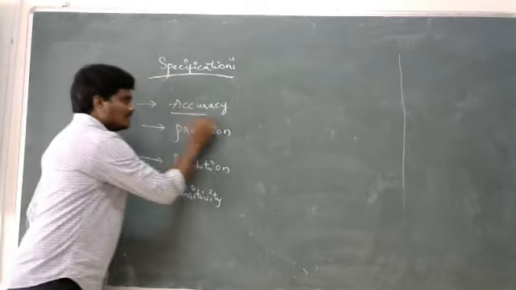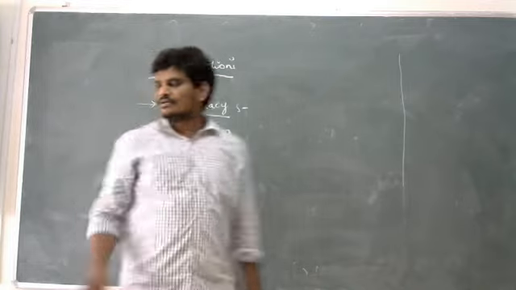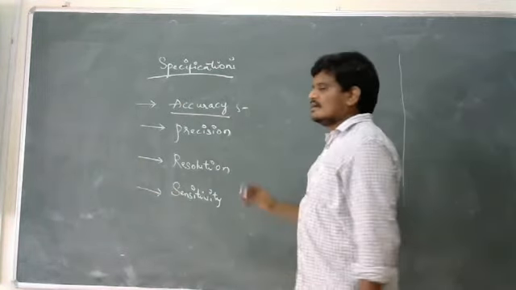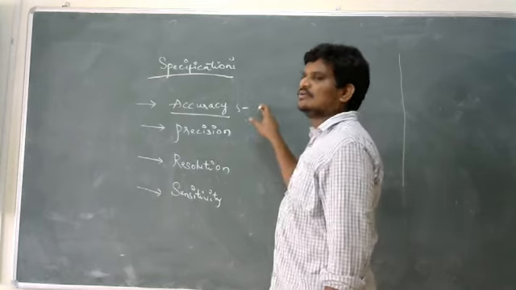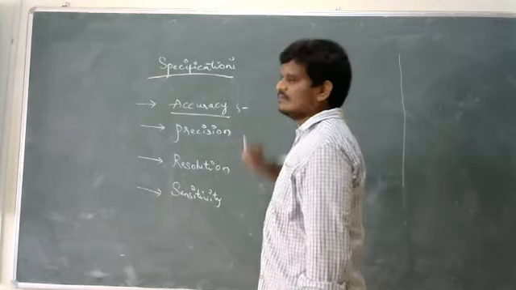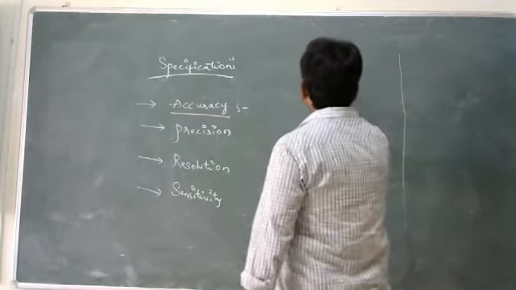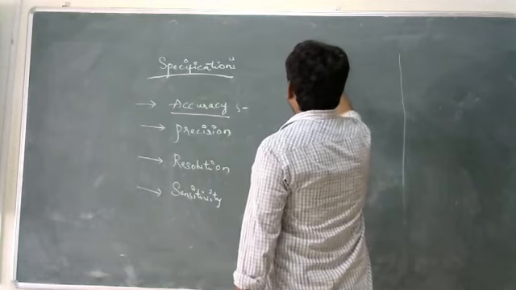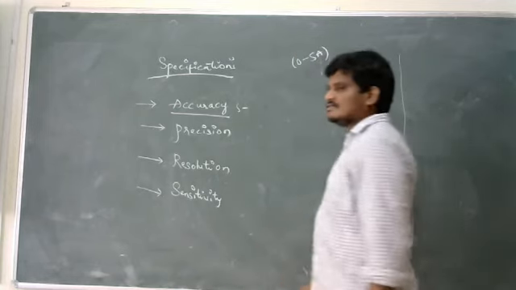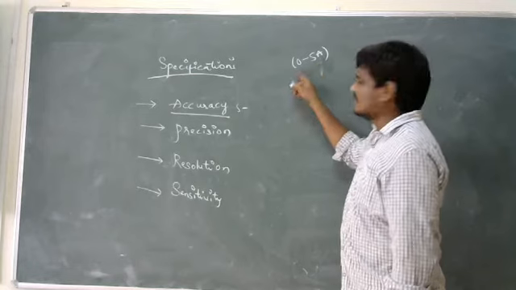Coming to the first one, accuracy. Now I am going to give the definition for accuracy. The value which is closer or nearer to the true value of an instrument is nothing but accuracy. I will explain the concept of accuracy with an example here. Let us take an ammeter. Let me say that the range of the ammeter is 0 to 5 amps. That is, the maximum reading of the ammeter is 5 and the minimum reading is 0.